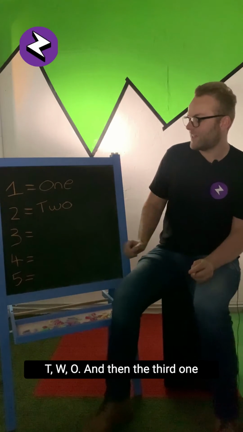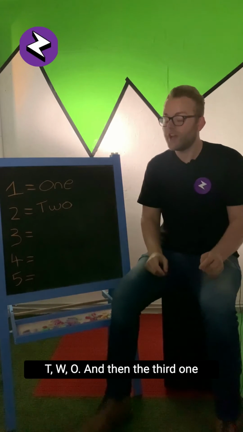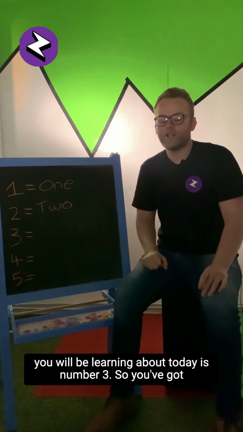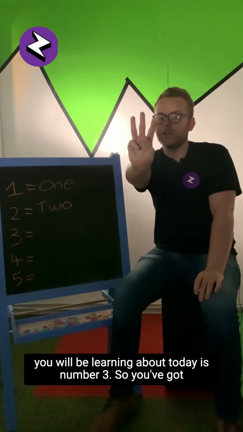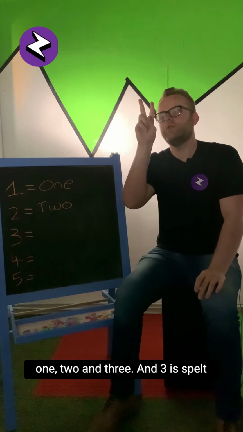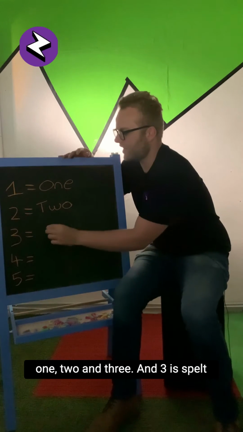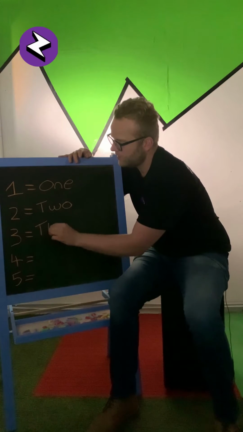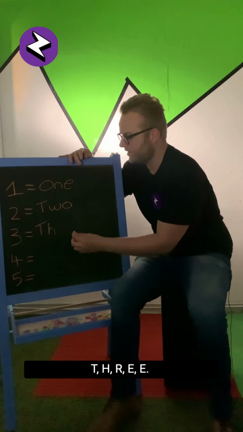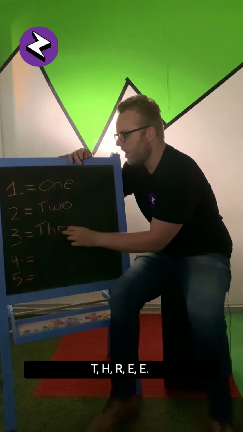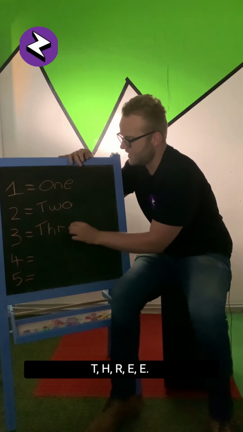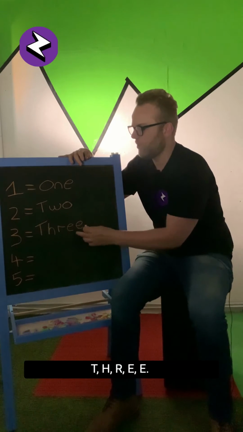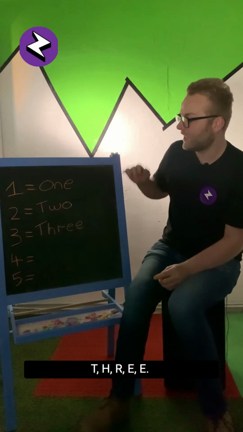Okay? And then the third one, the third number in the numbers you're going to be learning about today is number 3. So you've got 1, 2, and 3. And 3 is spelt T, T, H, H, R or R, and then E, E or F, F. Okay, now we're getting somewhere.